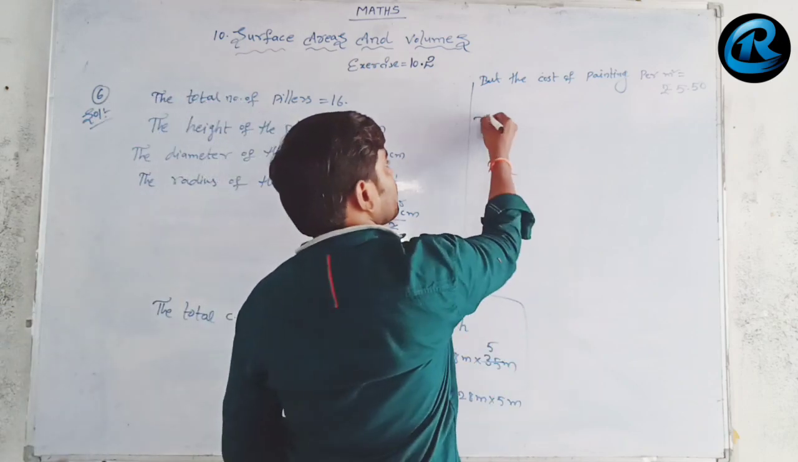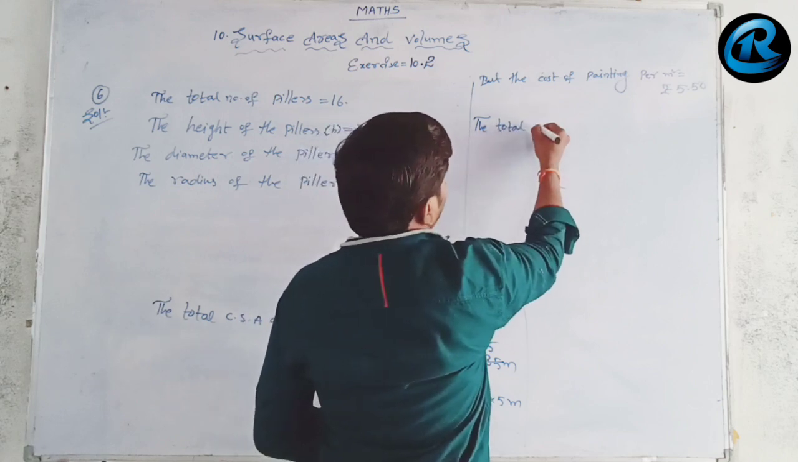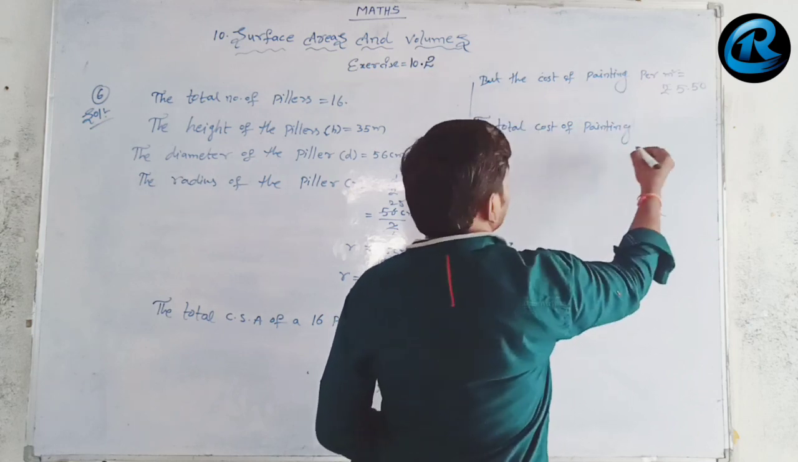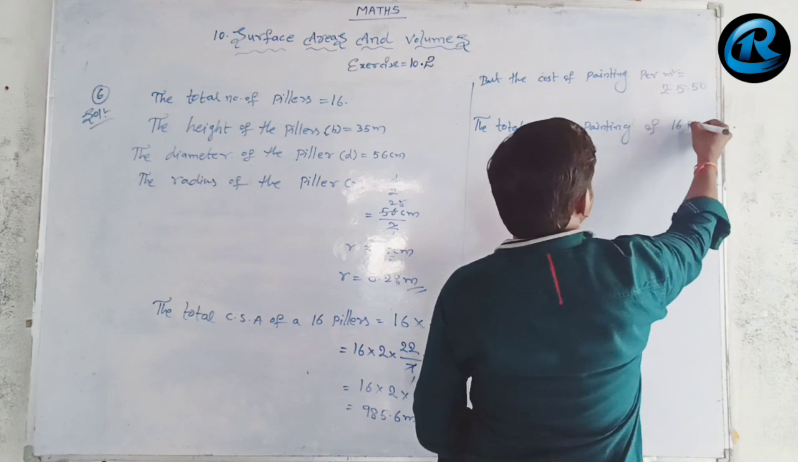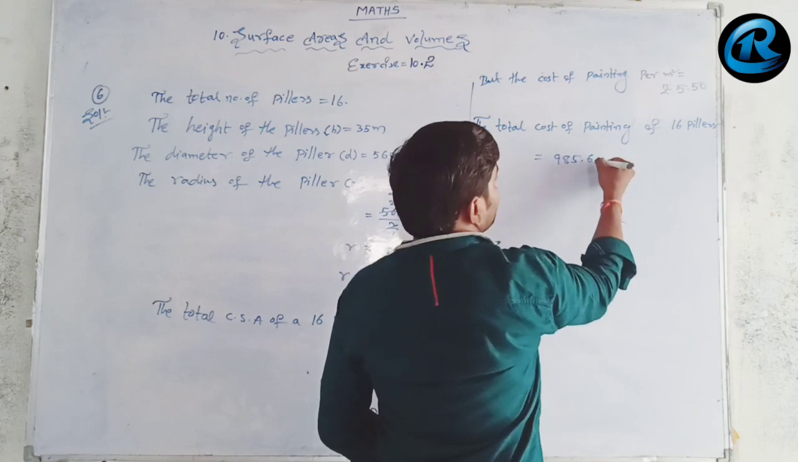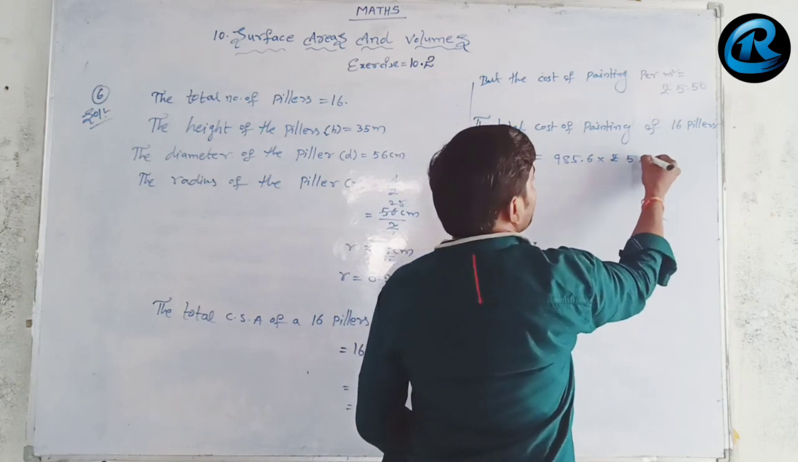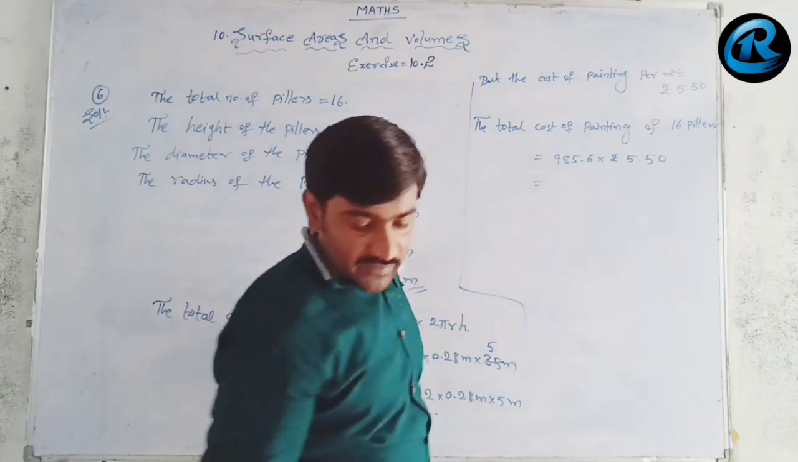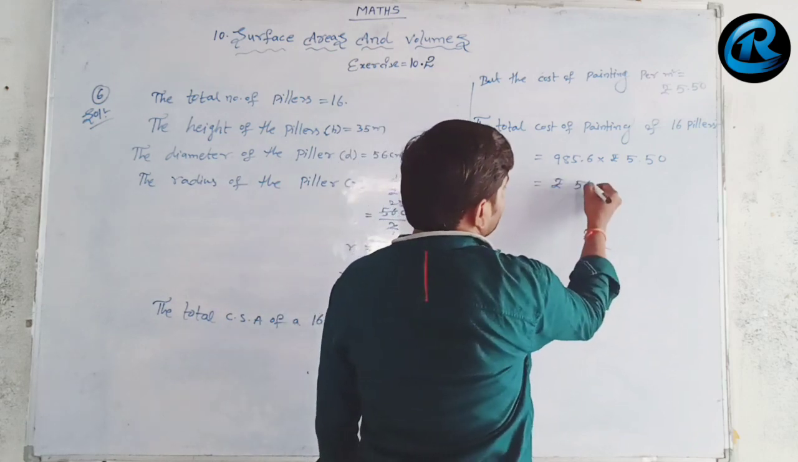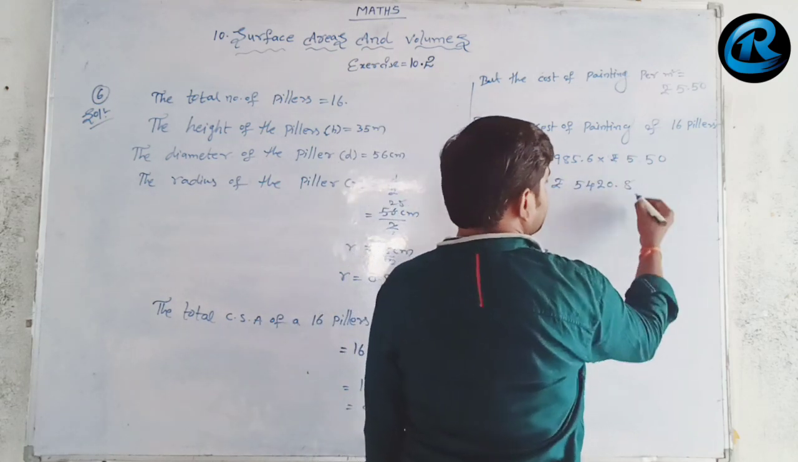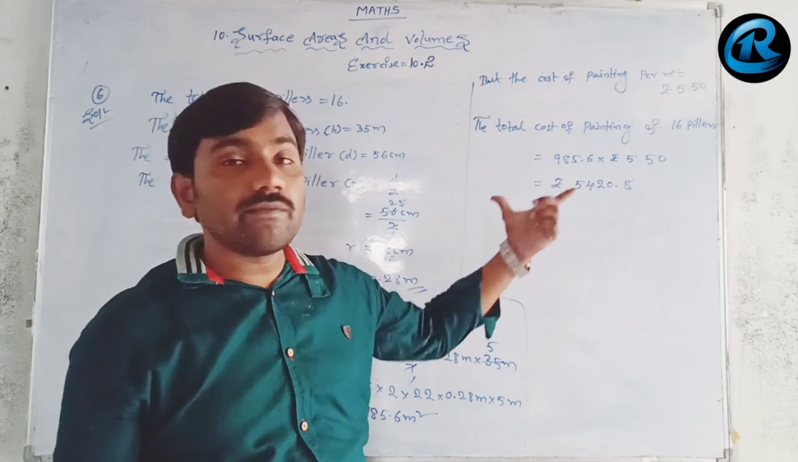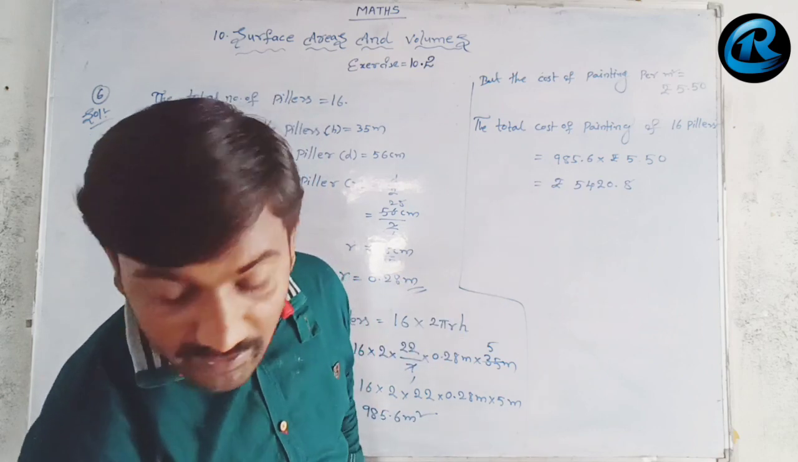So the total cost of painting of 16 pillars is equal to 985.6 into rupees 5.50. When we multiply this, we get 5420.8 rupees, that is 5420 rupees 80 paisa. This is the total cost of painting of 16 pillars.